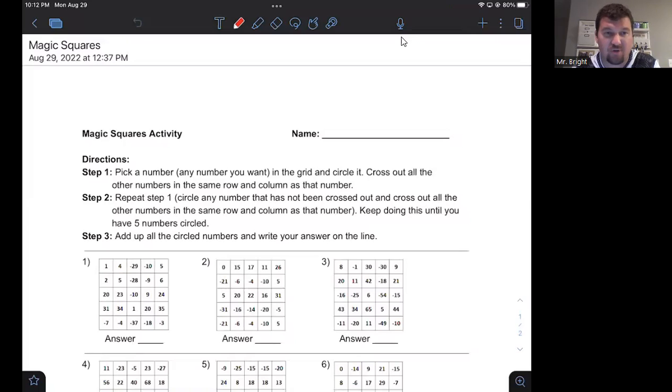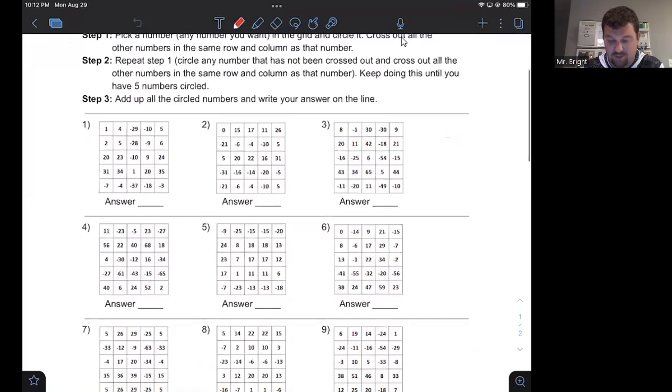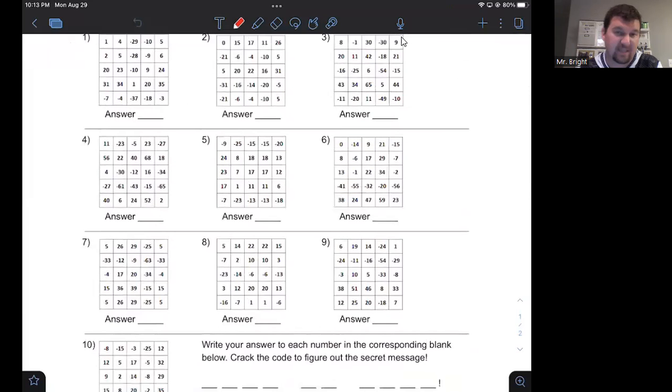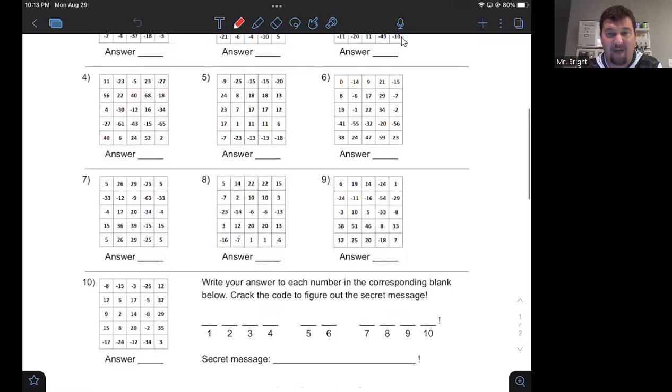Now, the instructions are there, steps 1, 2, and 3. Let me give you a visual demonstration of what this is. There are 10 questions, and every question is going to give us a different answer. Well, I shouldn't say a different answer. It could get the same answer theoretically on 2 of the problems. Our answer corresponds, at the bottom, to a letter of the alphabet, which is going to spell out a secret phrase.